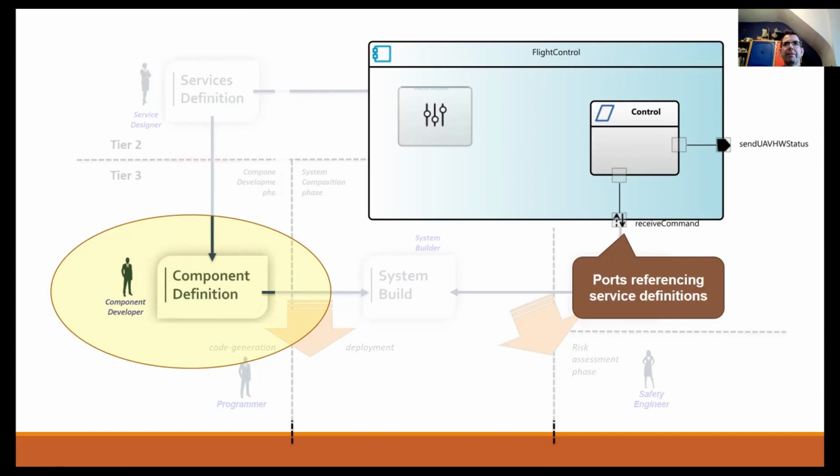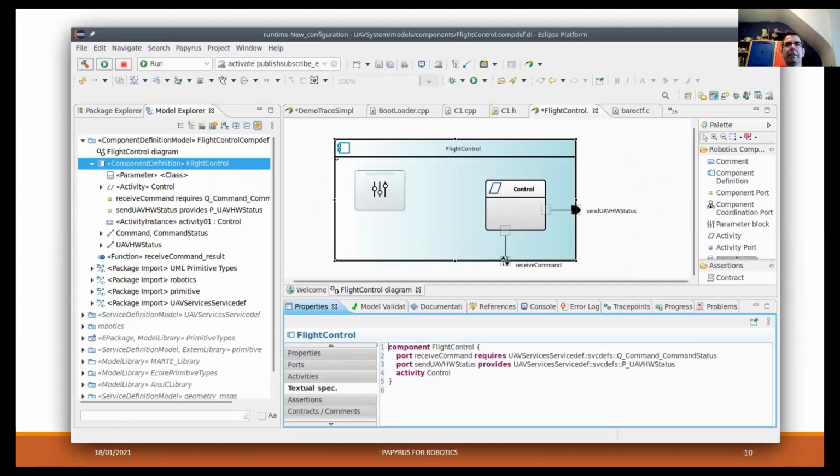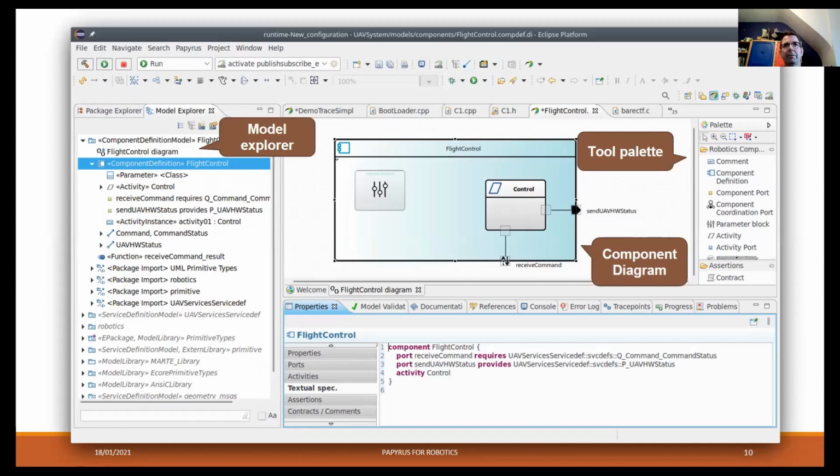Well, this is the view that you see when you're defining your components. We are now going more into details. What you see here is the Eclipse-based editor. You have in the center the diagram, this component diagram you have seen before. On the right-hand side, there is a palette with all the options of what you can do to make your model. And on the left-hand side, you see the Model Explorer. This contains all the artifacts of your model, also some of the imported libraries.